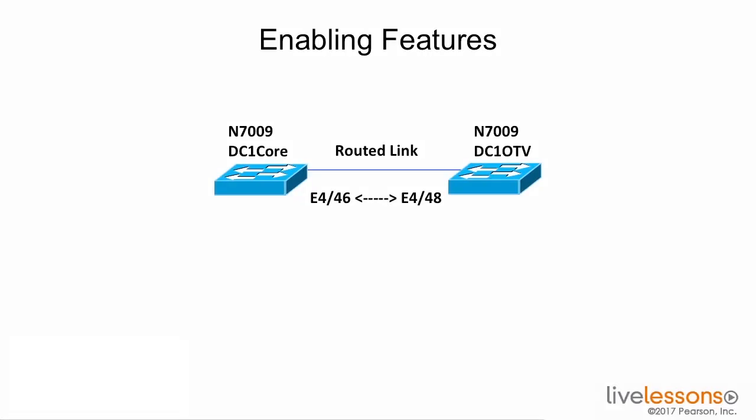In this lesson, we have the following network architecture. We have a Nexus 7009 with two VDCs, one that's called DC1 Core and the other one that's called DC1 OTV. We're going to connect to the 7009 VDC called DC1 Core and take a look at how we turn on features and take a look at what features are enabled on a device.